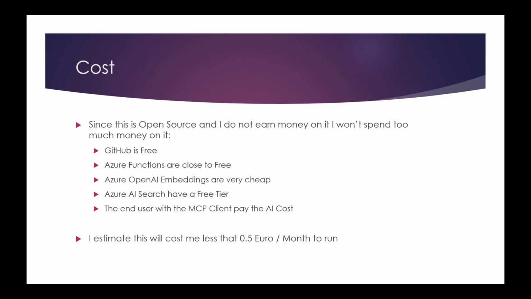One thing, because this is open source and I don't earn any money on Trello.net, I wanted this to be dirt cheap. So we're using GitHub, that's free for what I use it for. Azure Functions are very, very close to free. The Azure OpenAI embeddings are very cheap as well. It's only when you actually use the real LLM that it costs, but the embeddings are very, very cheap.